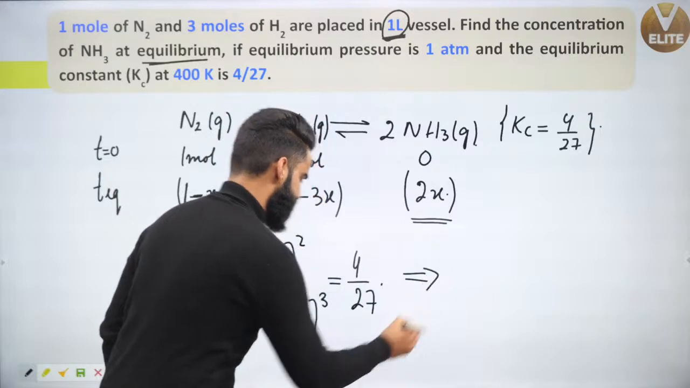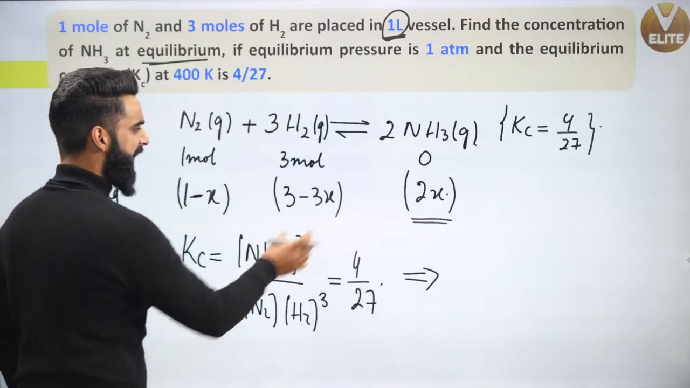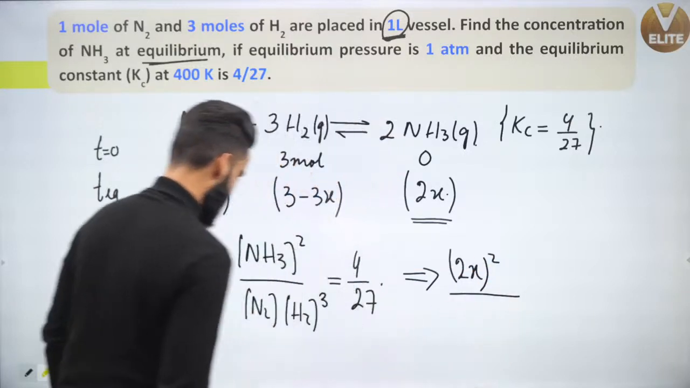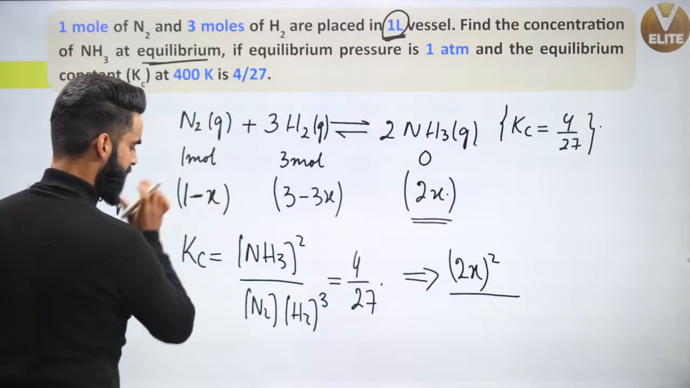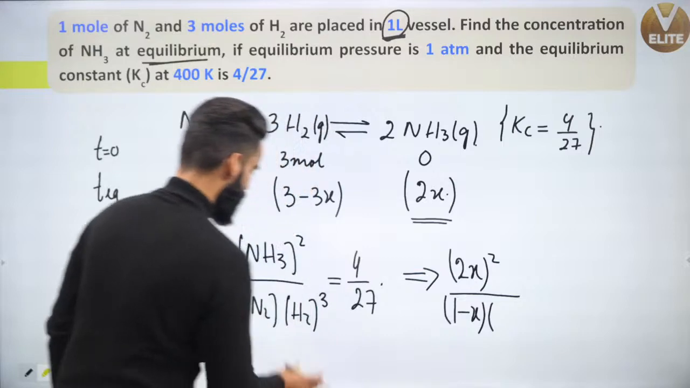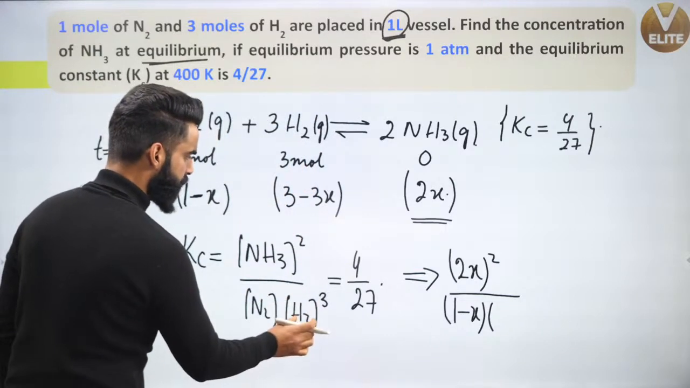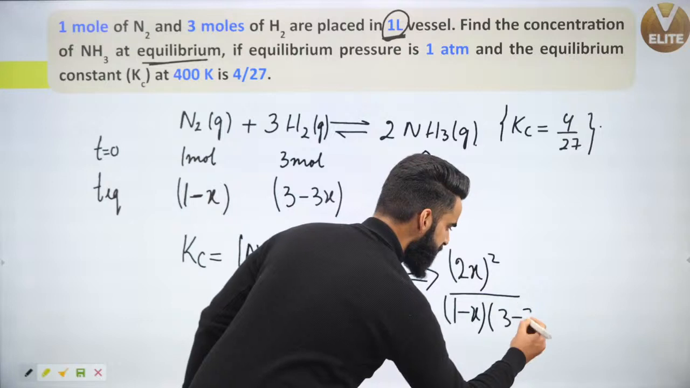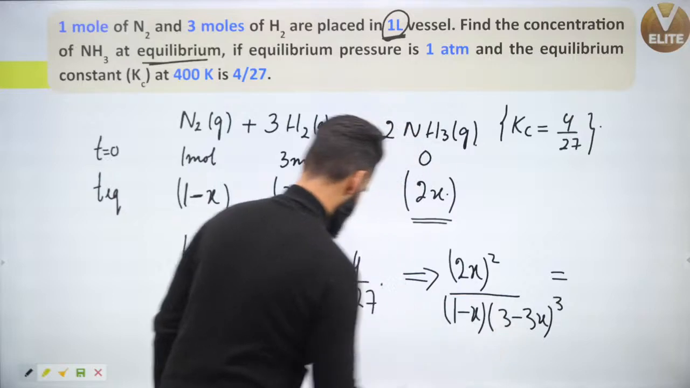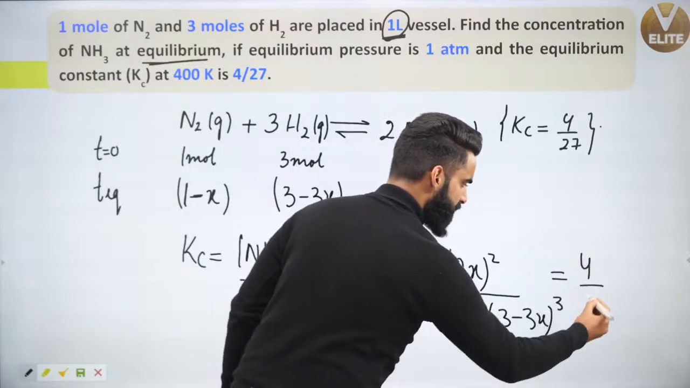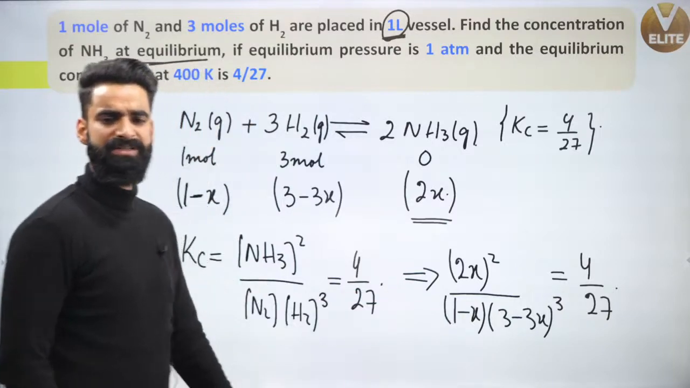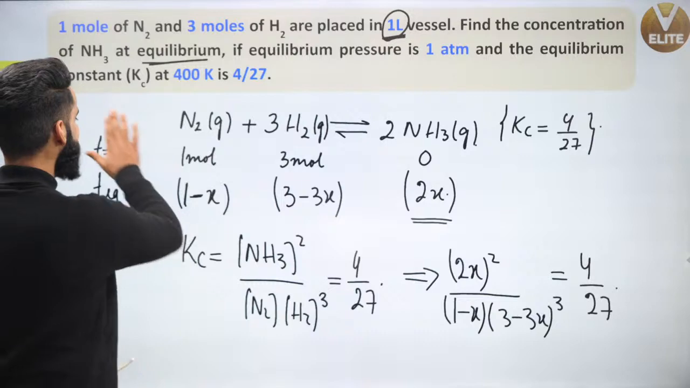So what am I going to get? The concentration of NH3 at equilibrium is 2x, so this is going to be (2x) whole squared, divided by the concentration of N2 at equilibrium, that is 1 minus x, multiplied by the concentration of H2 at equilibrium cubed. This is (3 minus 3x) whole cubed. Right? And this value is given to me as 4 by 27. Now the point is how to solve this equation.